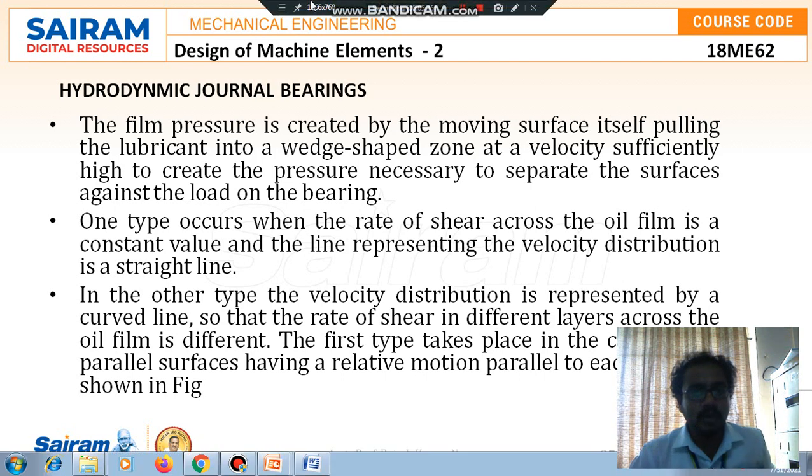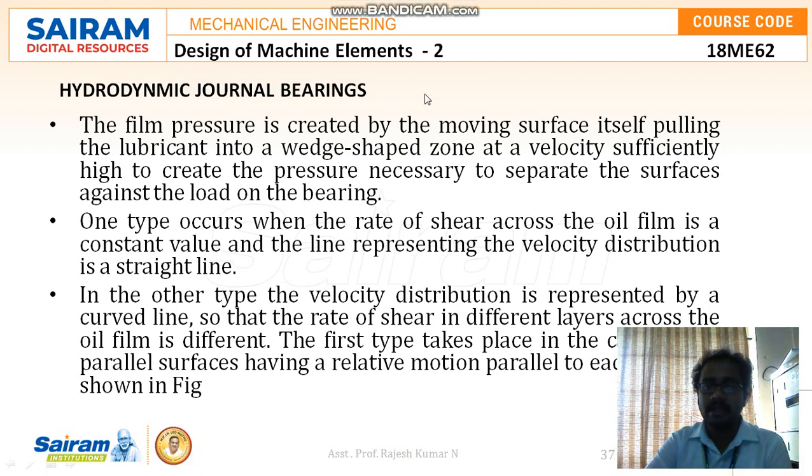So moving to the next topic in this video, that is hydrodynamic journal bearings. Here the film pressure is created by the moving surface itself pulling the lubricant into a wedge shaped zone at a velocity sufficiently high to create the pressure necessary to separate the surfaces against the load on the bearing. One type occurs when the rate of shear across the oil film is a constant value and the line representing the velocity distribution is a straight line. In the other type, the velocity distribution is represented by a curved line, so that the rate of shear in different layers across the oil film is different.